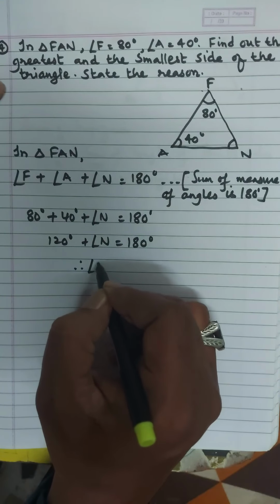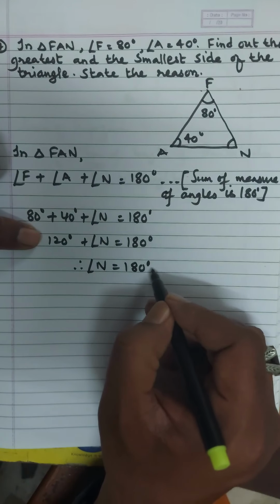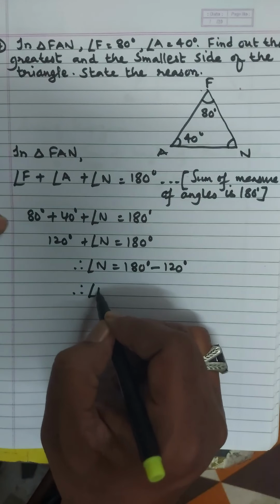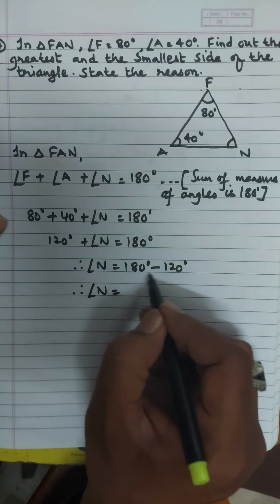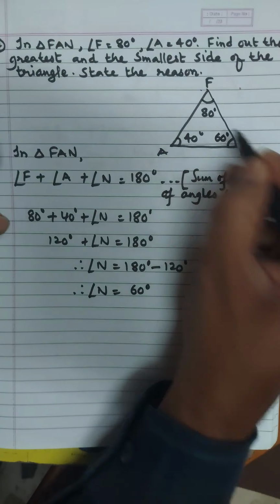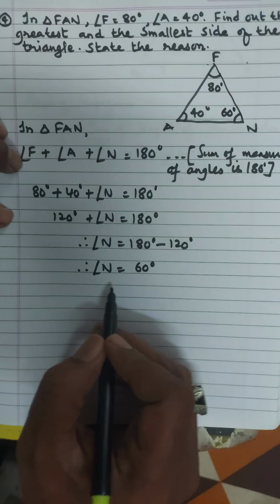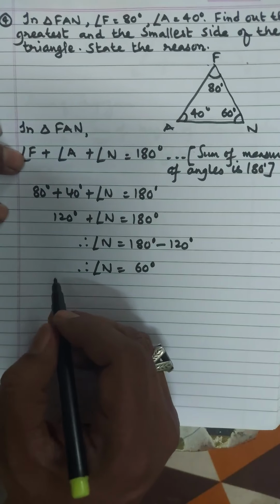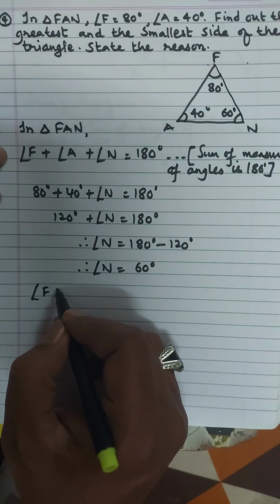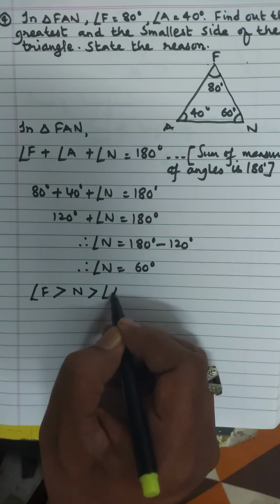So take out angle N here, write down angle N is equal to 180 degree minus 120 degree. We need to shift it to the other side of the equal to sign, that becomes minus 120 degree. So therefore angle N is equal to 180 minus 120, which is 60 degree. Now angle N is 60 degree. Now what we have to do is we need to take out the greater side. So which is the greater angle? 80. So we need to write here angle F is greater than angle N, 60 is N, and again greater than angle A.